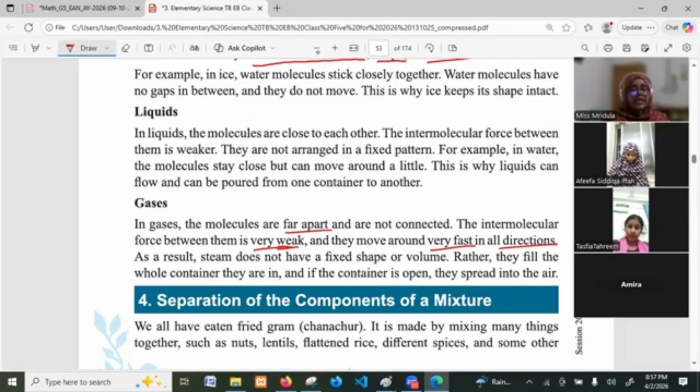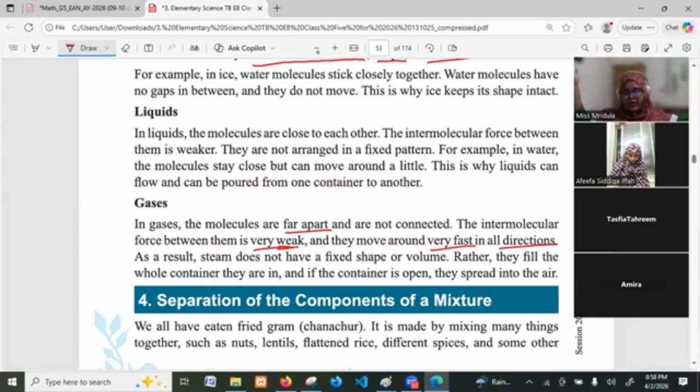As a result, steam does not have a fixed shape or volume. They don't have a fixed shape, they don't have a fixed volume, they don't have anything fixed. They will just take the space of the whole container they are put inside. They fill the whole container they are in, and if the container is open, they spread into the air. Okay, but you can see, if we pour water in a glass that has an opening, right?